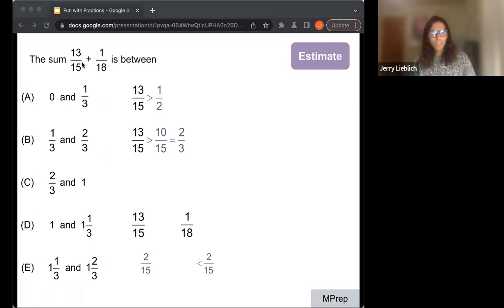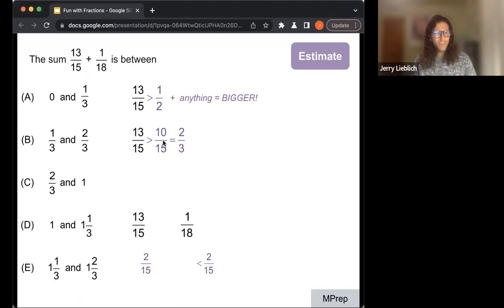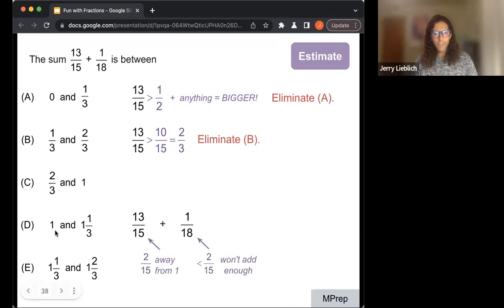13 over 15 is more than a half. So it's not going to be A. 13 over 15 is greater than 2/3. So again, too small. All right, now we're maybe in the right place here. Well, 13 over 15 is less than 1, and this is really small. It's not going to be greater than 1. So we can get rid of these two. We're only left with C.